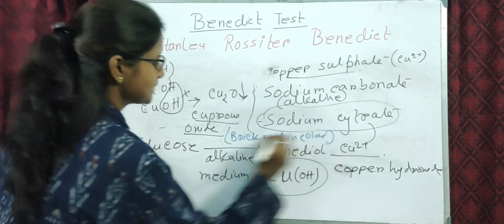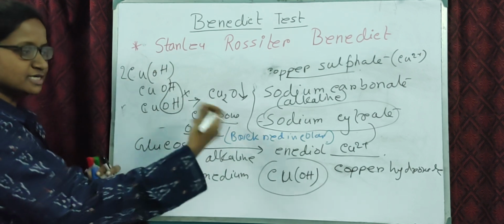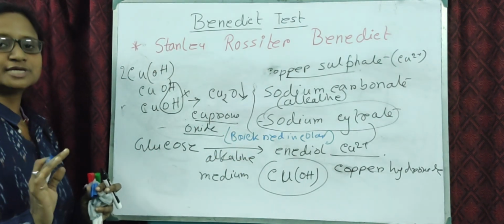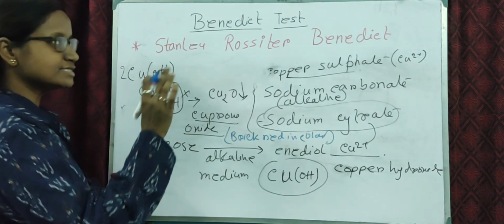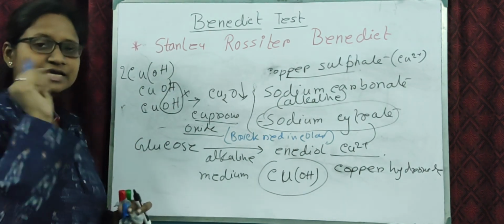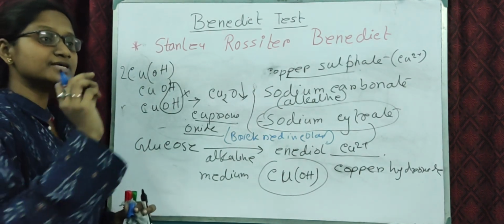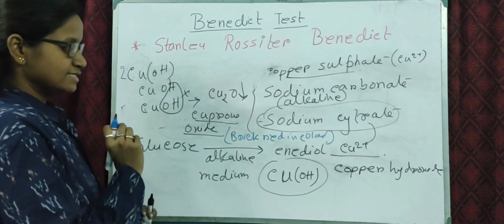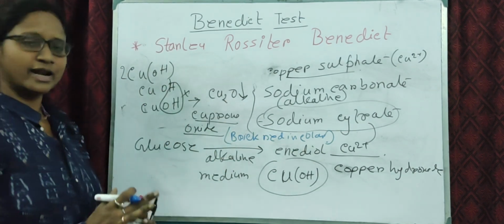Whenever the solution turns brick red in color, that indicates there is a reducing sugar. So this is a qualitative test. Qualitative test means it denotes whether any substance is present or not. That's all about the Benedict test.